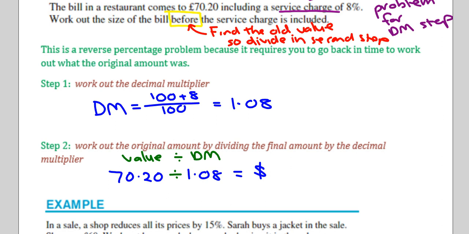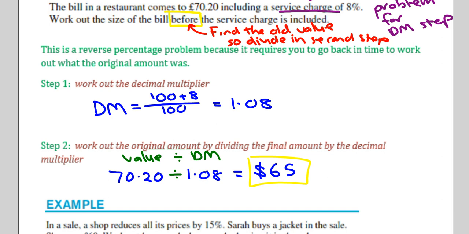What was it again, Xavier? $65. So then what you do with 70.20? So you're not actually finding how much it would all be? No, you're just working out what it was before the 8%.